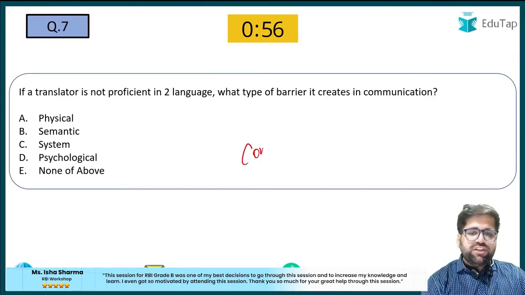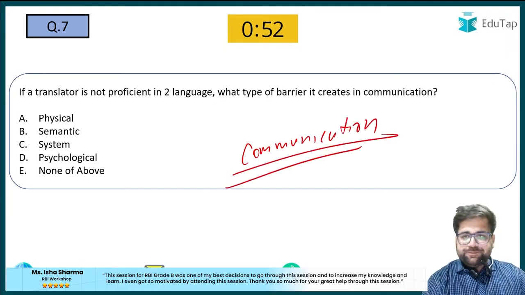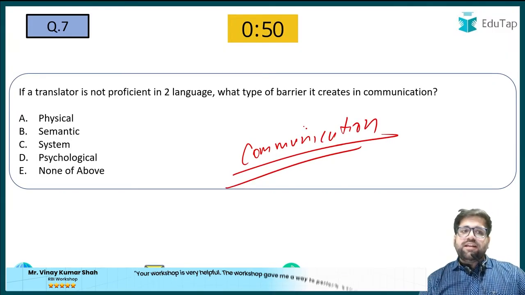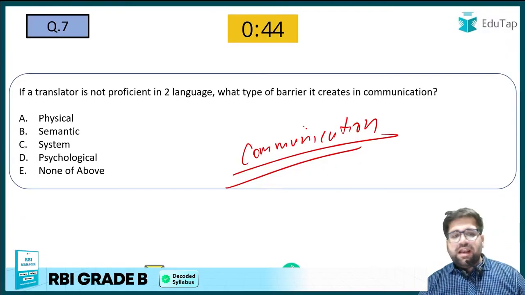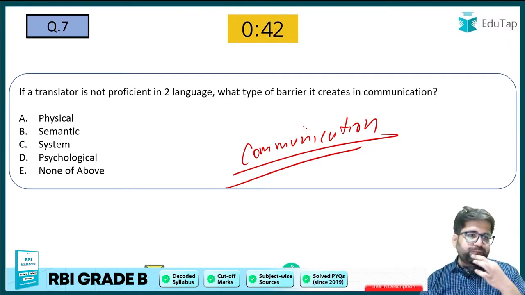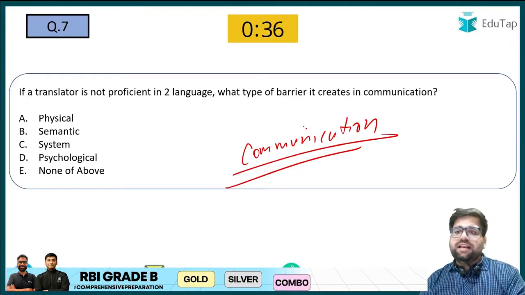Question number 7. Coming back to communication. This is directly taken from your communication chapter, my friends. Okay, if a translator is not proficient in two languages, what kind of barrier does it create? Let me see who gives me the right answer for question number 7. If a translator is not proficient in two languages, what type of barrier does it create in communication?